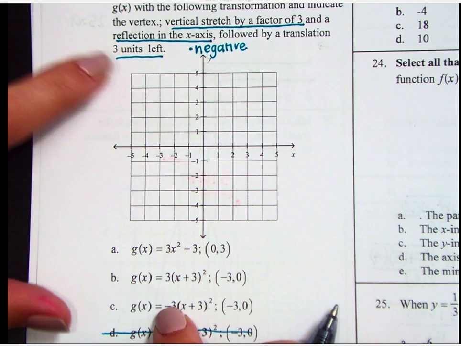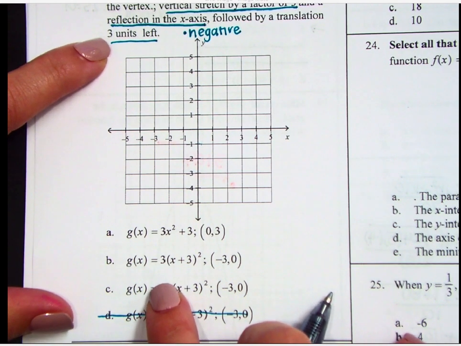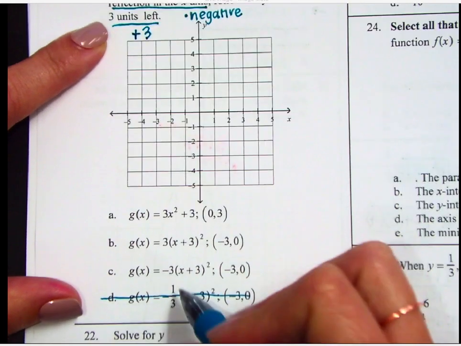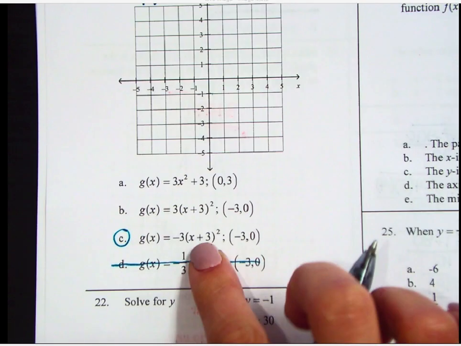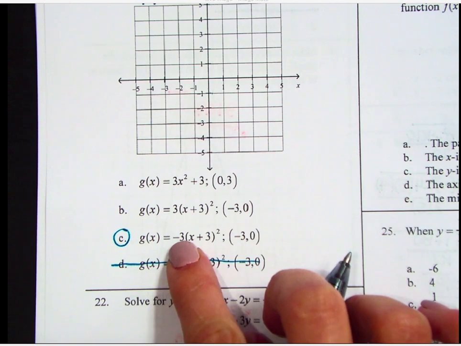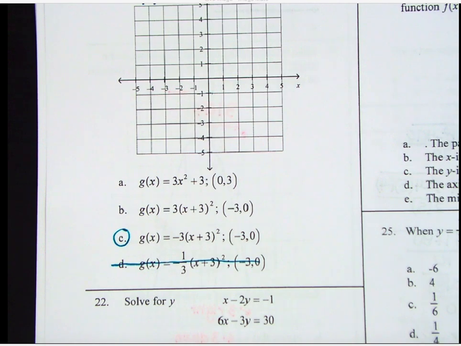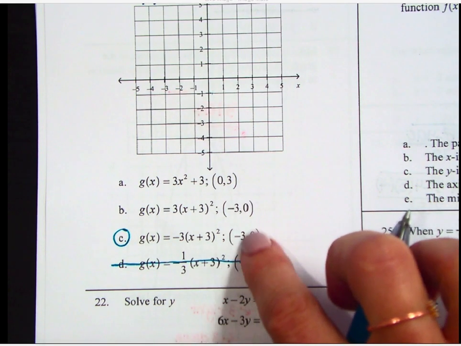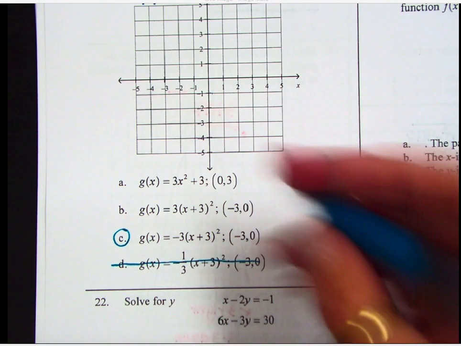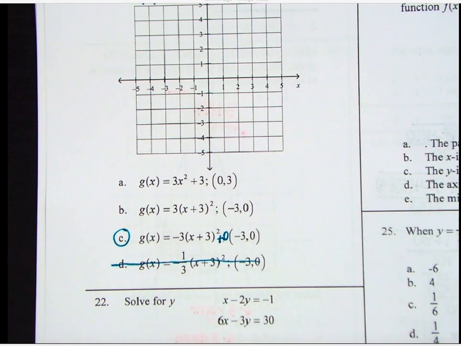And then translating 3 to the left is going to affect the inside of the parentheses next to x, and 3 to the left, we remember, actually is plus 3. So my answer is C. Again, this means translating 3 left. The 3 means a vertical stretch by a factor of 3, and that negative is the reflection in the x-axis. And then this is just indicating our vertex is at -3, 0. Again, change the sign for what's inside, and then there's an imaginary plus 0 on the outside to give us -3, 0.